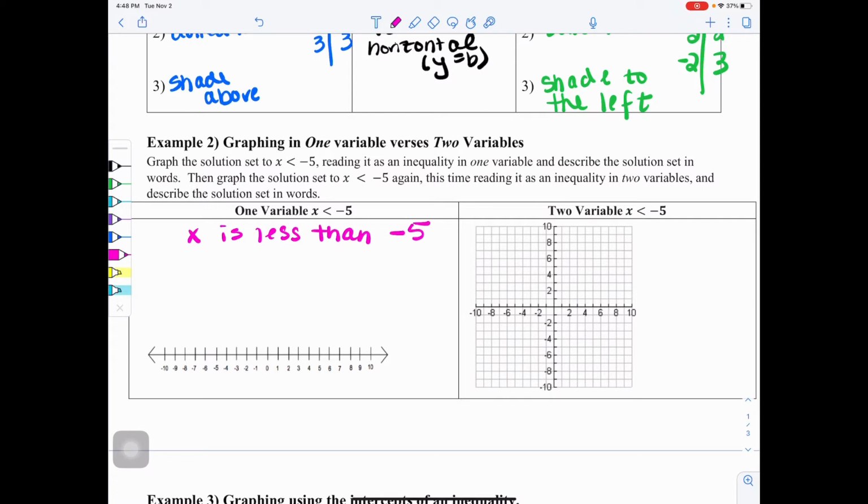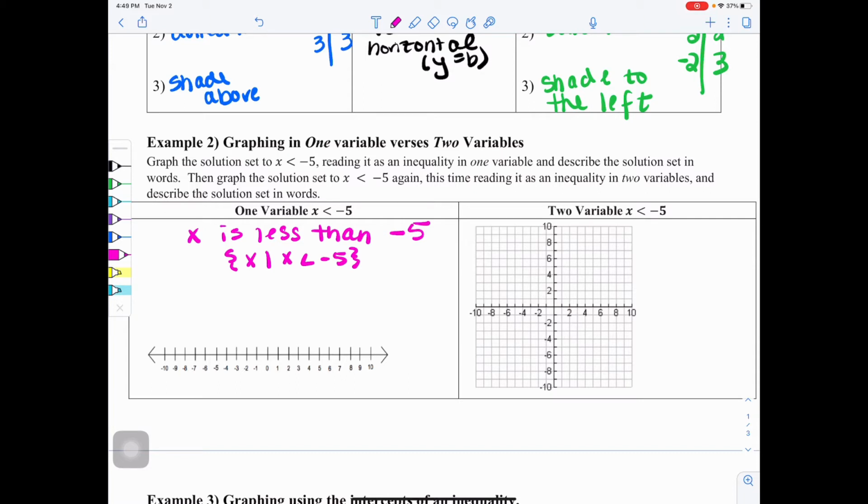If I was going to go back, remember, and write that in set notation, it would look like x such that x is less than -5. Let's think about the graph. So if it's in one variable, we're only using one number line, which is the x-axis.